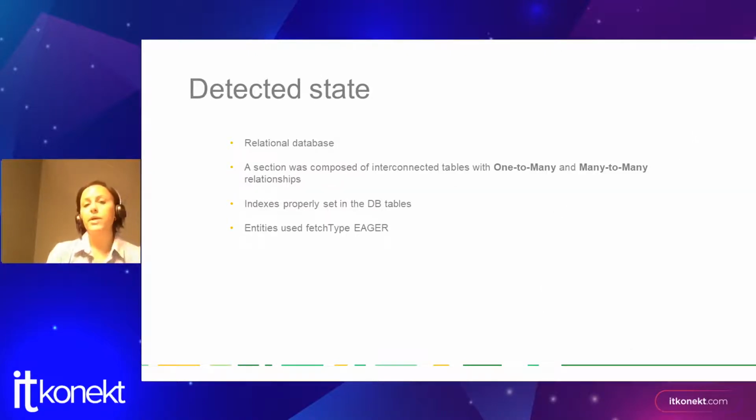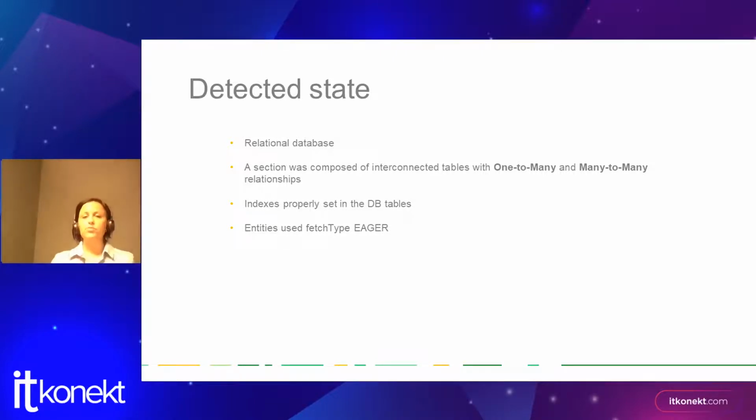Okay, so we checked the backend service itself. We could find there a relational database and one section of the database which was responsible for preserving the data needed for the customer's page was composed of interconnected tables with many-to-many and one-to-many relationships. We checked what we can do on the database level, and first was to see if indexes are properly set in those tables. They were properly set.